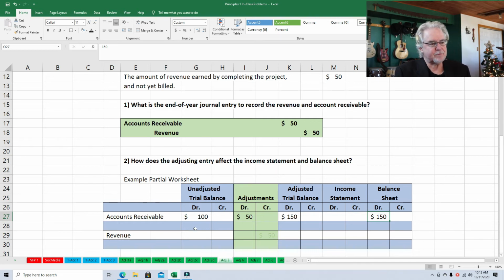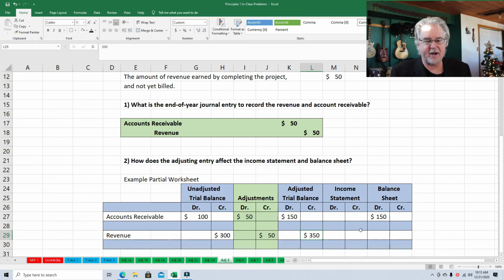Going on, revenue here has a balance of $300. That $300 does not include the 50. Throughout the year, they had earned quite a bit of revenue, and it amounted to $300. So what we're doing is adding another 50 to it. Revenue is a credit for 50, so I'll put it here as a credit. In the unadjusted trial balance, we have a credit of 300, and the adjustment is a credit of 50, so that's a credit of 350. To say it another way, a credit of 300 plus a credit of 50 is a bigger credit of 350.